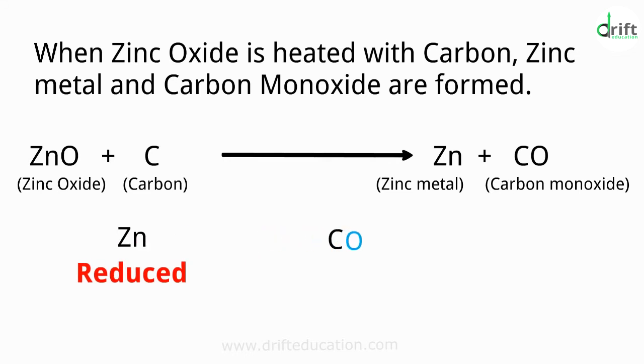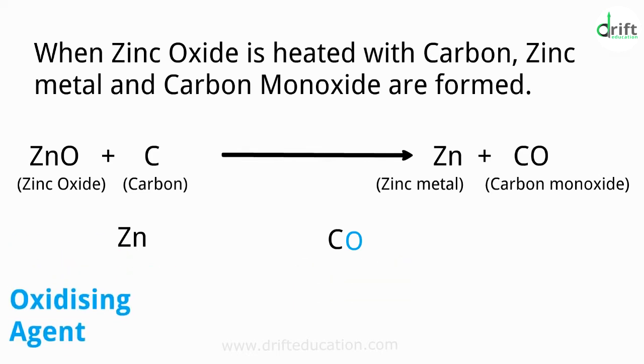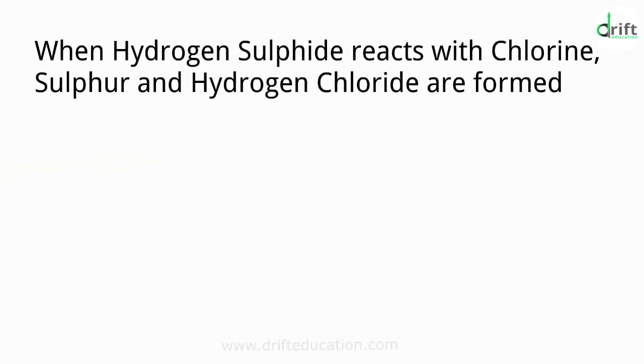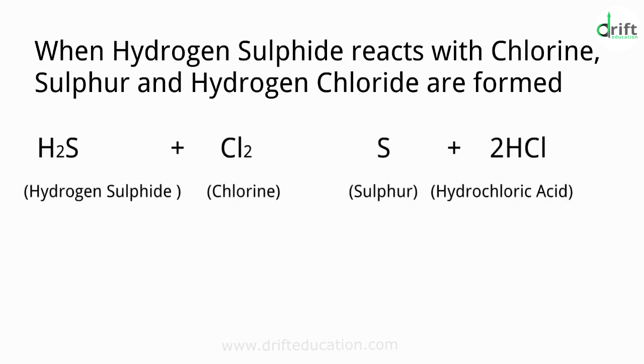On the other hand, carbon, C, is gaining oxygen. So, it is oxidized to CO, carbon monoxide. In this reaction, ZnO is the oxidizing agent, while carbon C is the reducing agent. If we consider one more example, when hydrogen sulfide reacts with chlorine, sulfur and hydrogen chloride are formed.